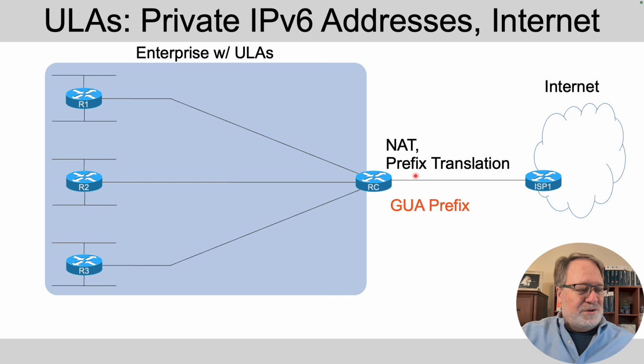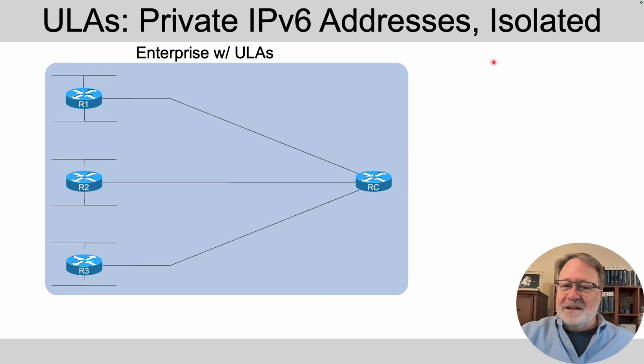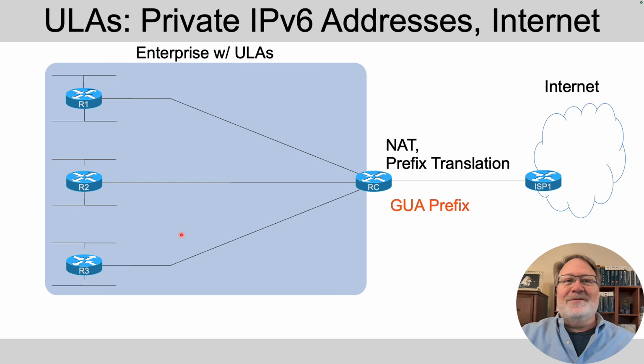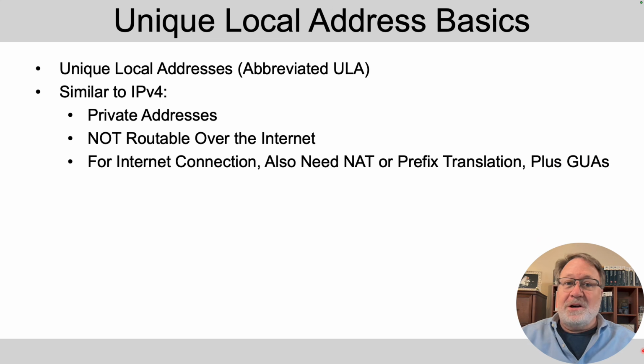But when to use ULAs? Well, back to that isolated case, or very rarely somebody might use ULAs and do NAT, just so you're aware that that's when you might come across it. So let's talk a little more about the addresses themselves. So we call them ULAs, and the full name is Unique Local Addresses. And they're similar to IPv4 Private Addresses.